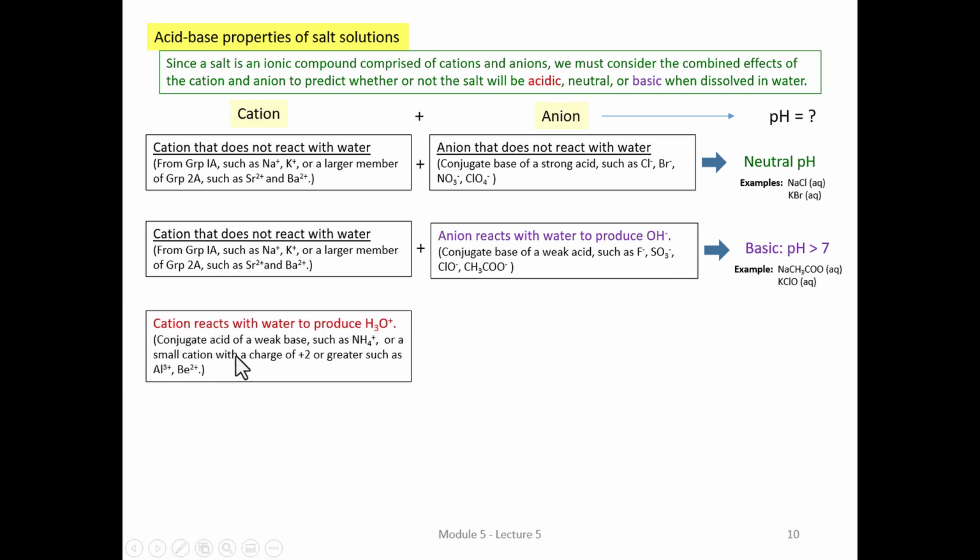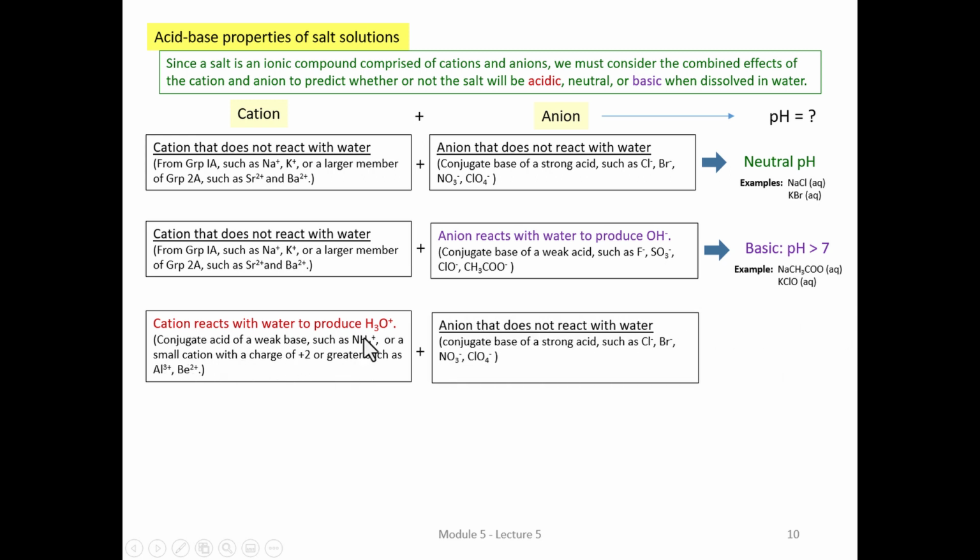Well, how about if we had a cation that does react with water to produce hydronium ions? We talked about the ammonium ion before, but in part 2 we introduced the fact that metal ions could undergo reaction with water to form acidic solutions. Aluminum was one example. Also, if you recall, calcium, barium, or I should say beryllium 2+.